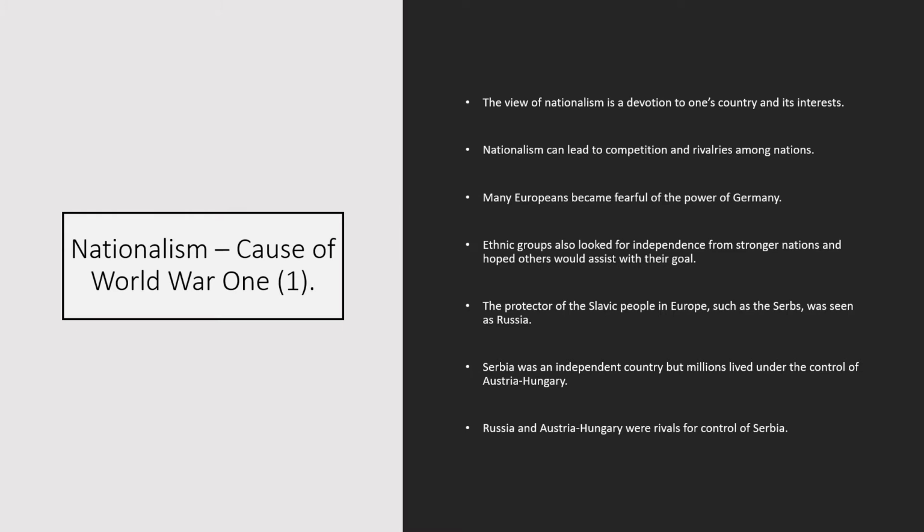Ethnic groups also looked for independence from stronger nations and hoped that others would assist their goal. The protector of the Slavic people in Europe, such as the Serbs, was seen as Russia. So we'll talk about Serbia in a little bit. Now, Serbia had been independent, but millions lived under the control of Austria-Hungary, and Russia and Austria-Hungary were rivals for control of Serbia. Again, trying to expand your control as a country, and we'll talk about Serbia in a little bit.